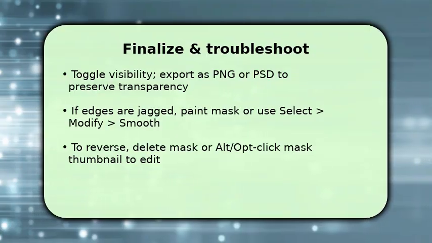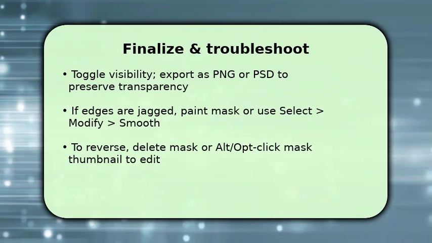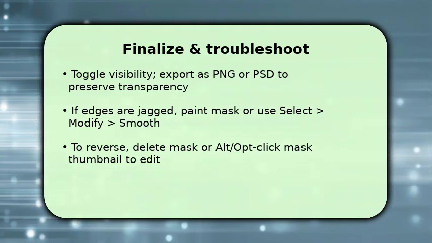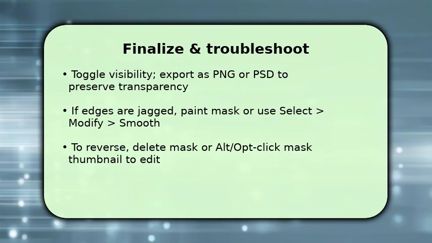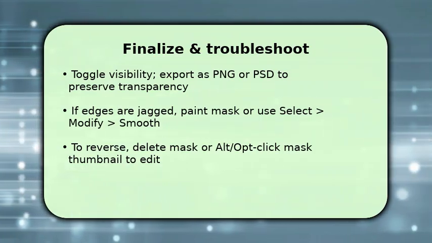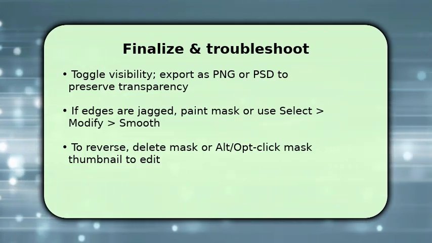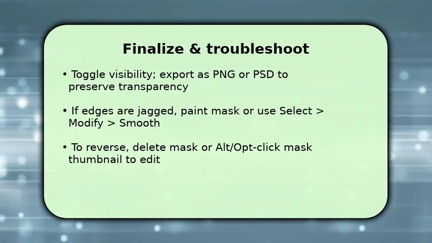If edges look hard or pixelated, make the mask active and paint with a soft brush, or use Select Modify Smooth/Feather to soften. If the mask hides the wrong area, Alt/Option click the mask to view and paint white to reveal or black to hide. If things go wrong, undo the mask and repeat using the selection steps.